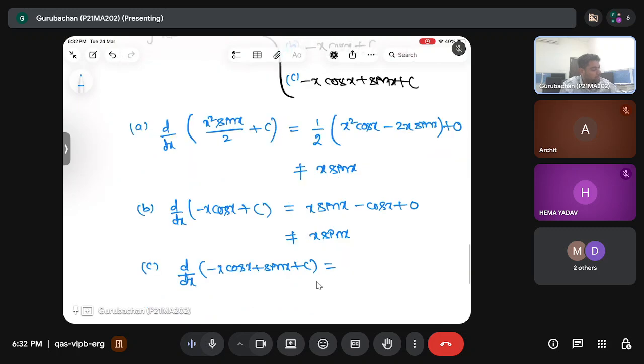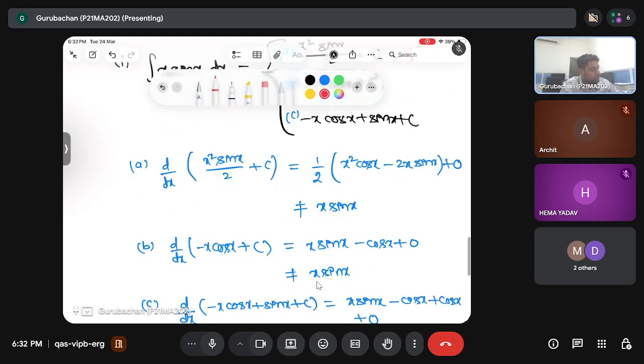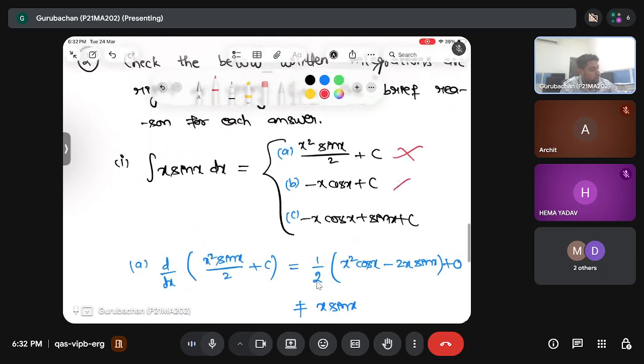So the last one is minus x cos x plus sin x plus constant. In this case, what will happen? The first term will be x sin x. The second term will be minus cos x, and the differentiation of sin x is cos x, and the constant's differentiation is 0. So this will give you x sin x. So this will be the correct answer, and the others are not.